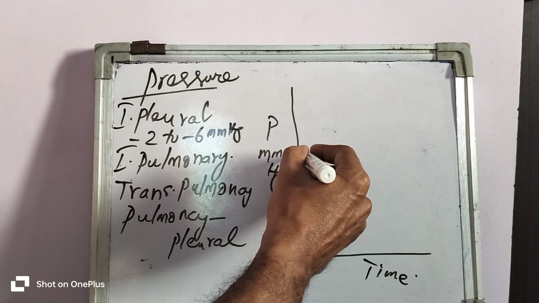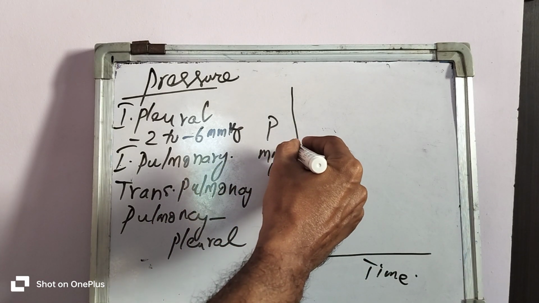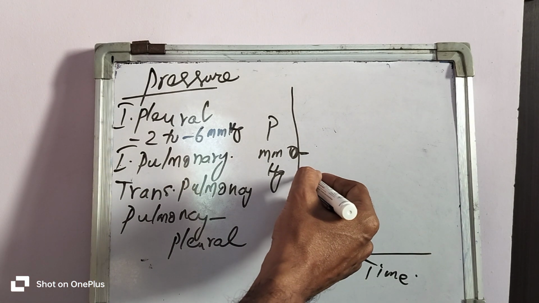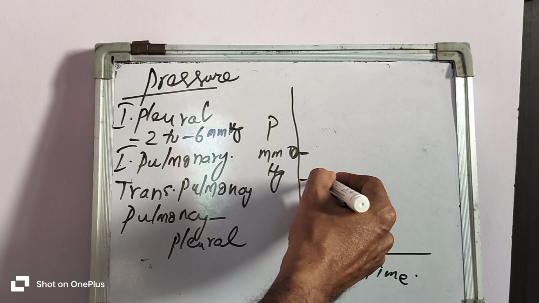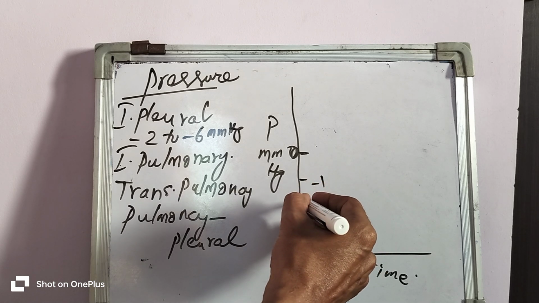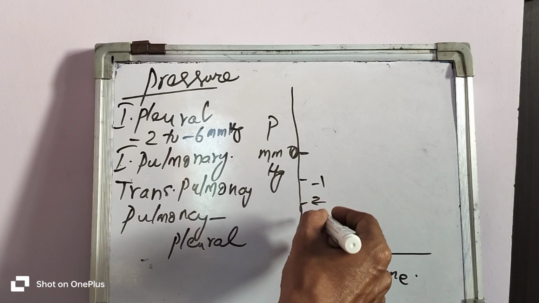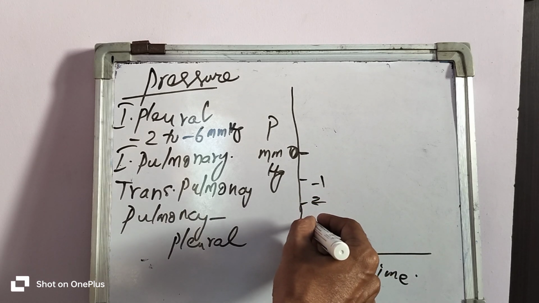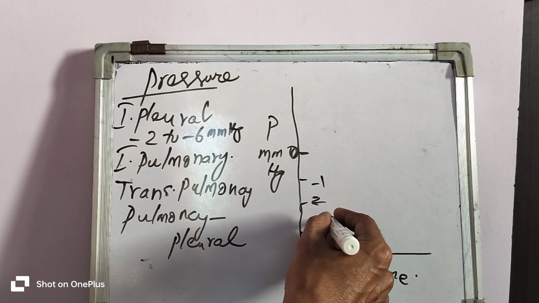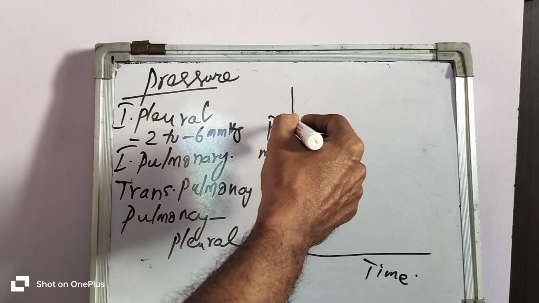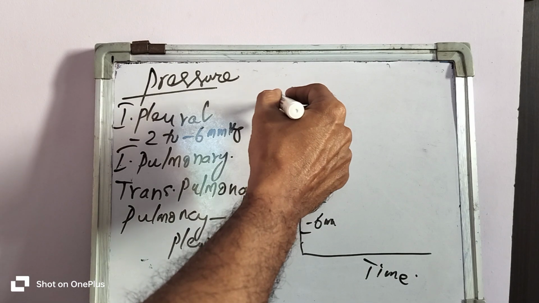So this is 0. 0 in the sense it is equal to atmospheric pressure, that is 760 millimeter of mercury. And down here it is in minus scaling: -1, -2 millimeter and -6 millimeter. And here it is +1, +2.